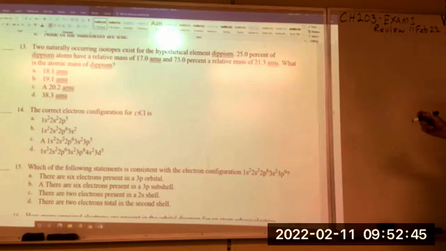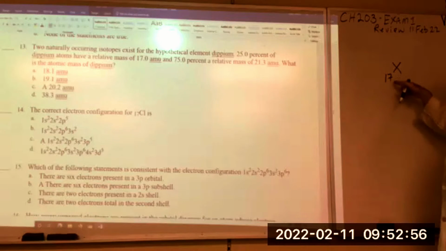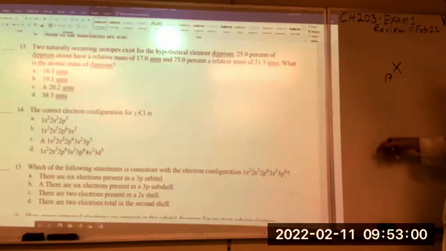Now, if I had said this one, what's the electronic configuration of that element, and not given you a symbol, you can still do it, right? Because if you know the number of protons, you know the element. Just look it up. That's chlorine.